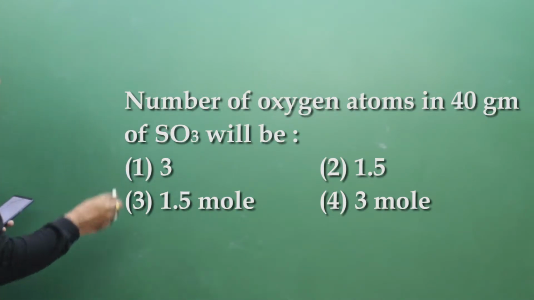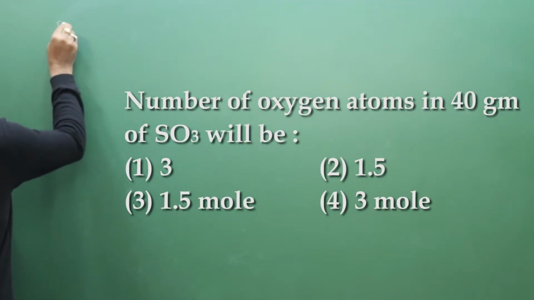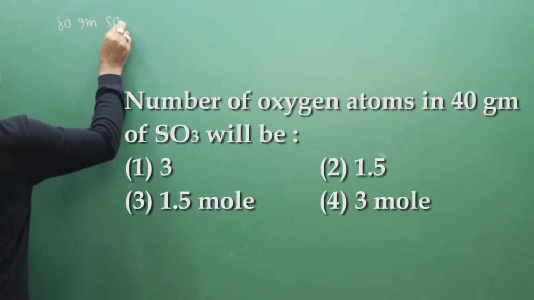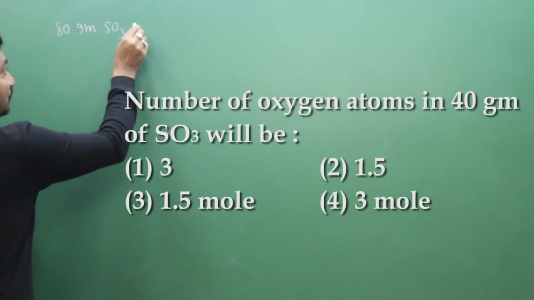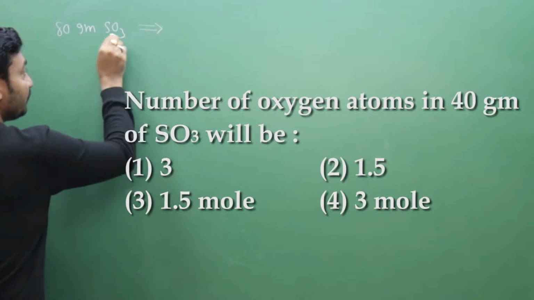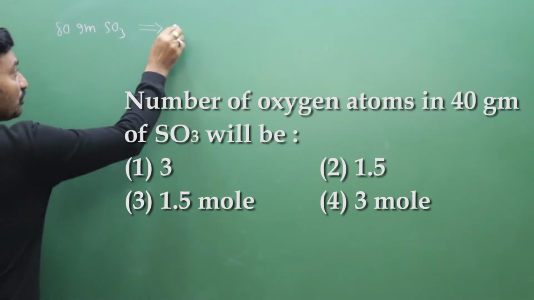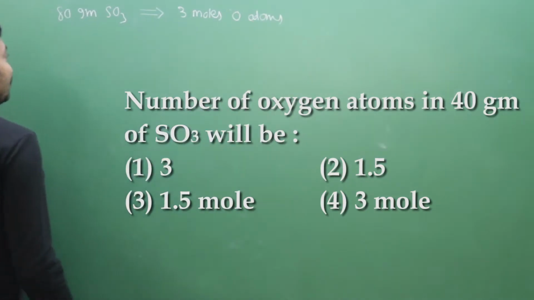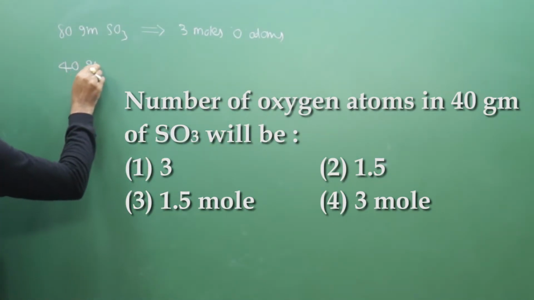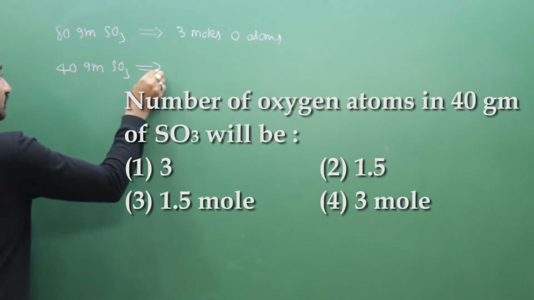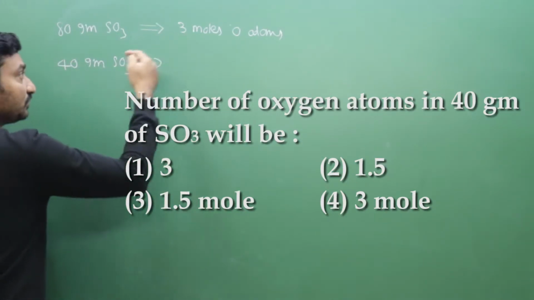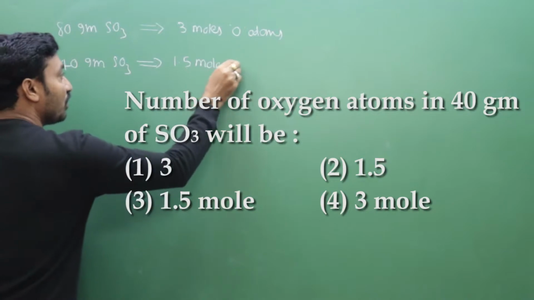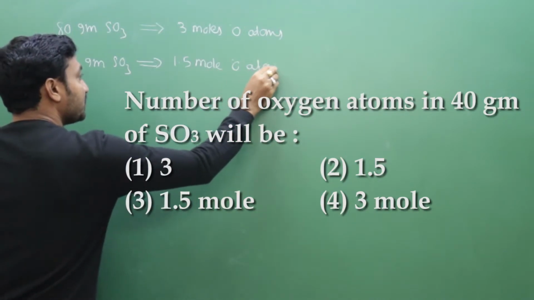What is the molecular weight of SO3? 80 grams, right? 80 grams of SO3 is equal to 1 mole. In 80 grams of SO3, how many moles of oxygen are present? 3 moles of oxygen atoms, right? Now the question is, in 40 grams of SO3, how many oxygen atoms are present? Half the amount, right? So 3 by 2, 1.5 moles of oxygen atoms present.